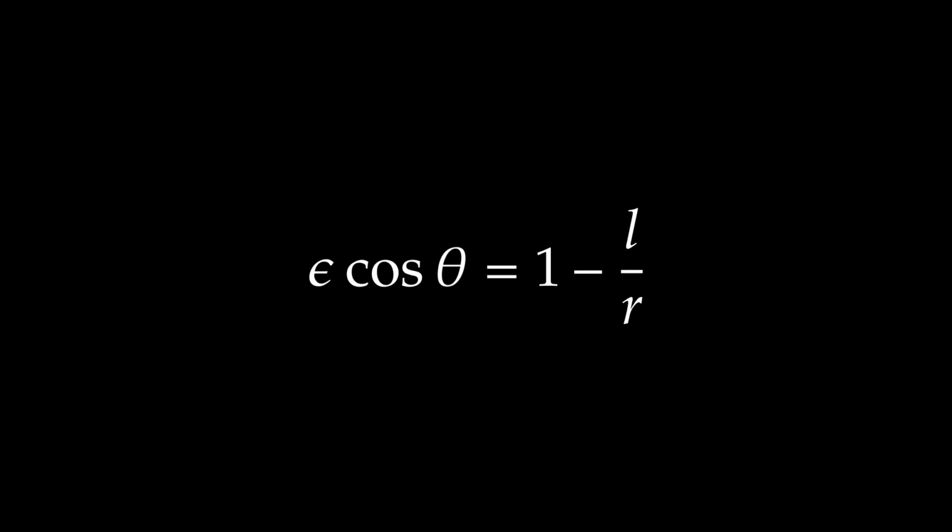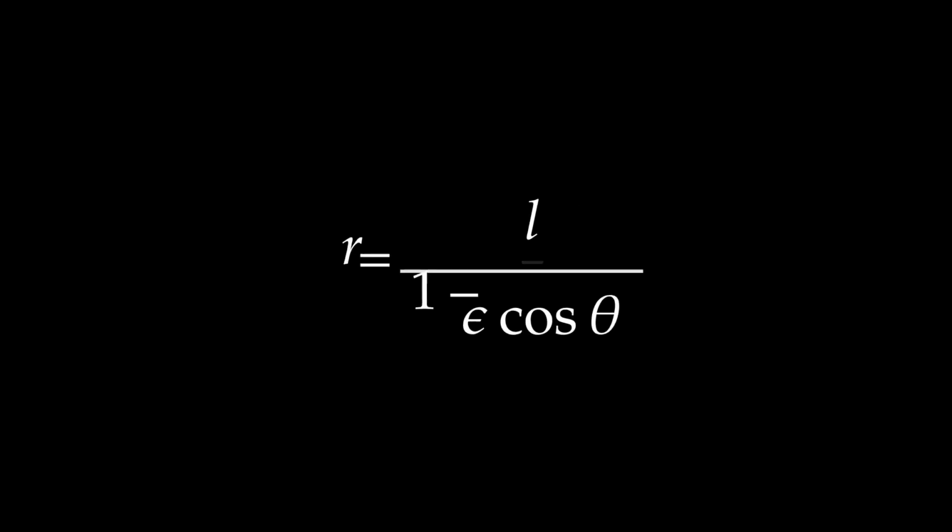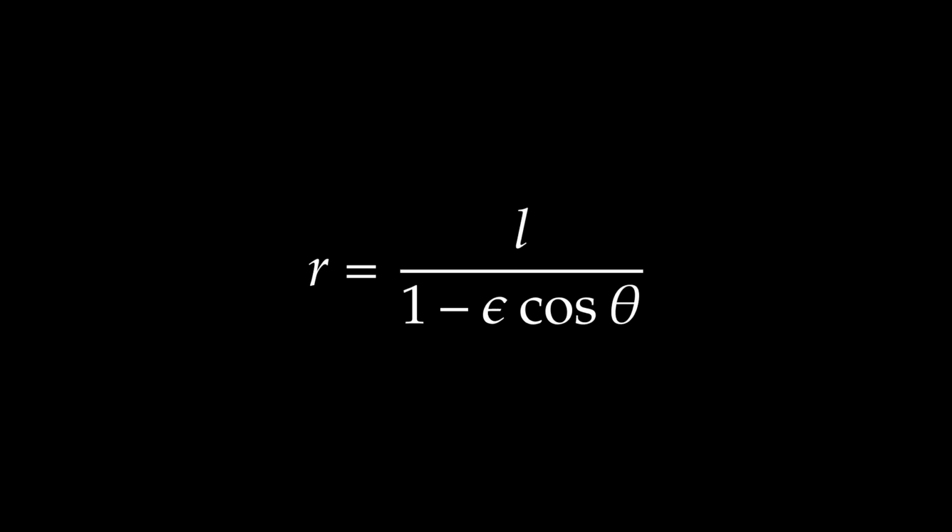Now I need only solve for r because everything's in terms of constants. So I'll subtract 1 to the other side of the equation, which gives me negative 1 plus e cosine theta is equal to negative l over r. Solve for r. Ultimately, r as a function of theta, which is my ultimate goal, is equal to l over 1 minus e cosine theta, which I'd established at the beginning of the lecture is in fact the equation of an ellipse.